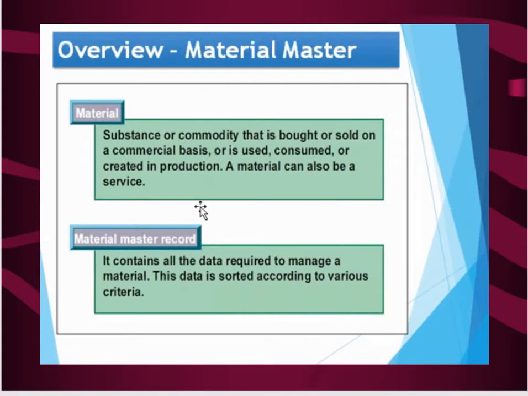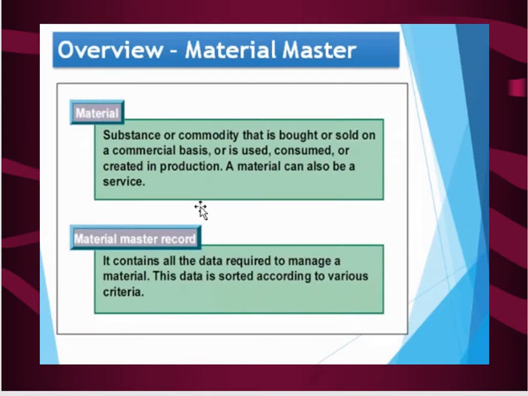So the overview of material master. There are two things: one is material, and the other is material master record. So what is material? Material is a substance or commodity that is bought or sold on a commercial basis, or whether it's been produced or manufactured. If in your company you consider pen, pencil, papers, all of these are materials. Rubber, everything is material. Whatever you bought in your plant, nuts, bolts, anything, everything is material.